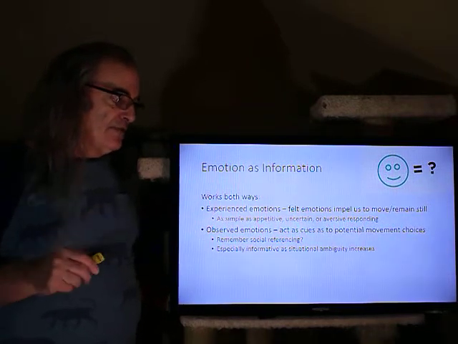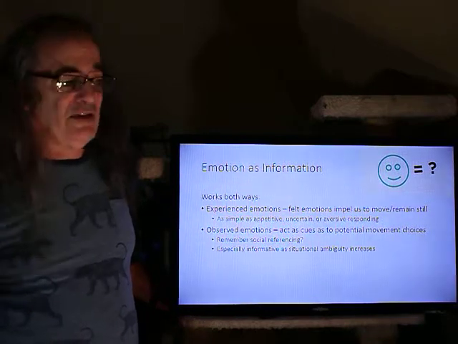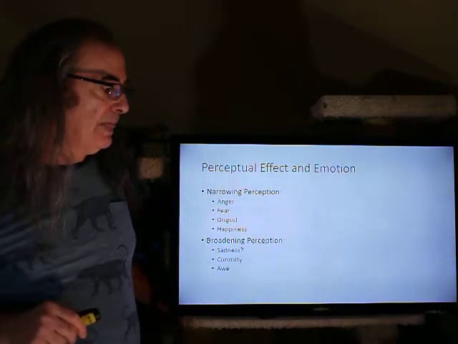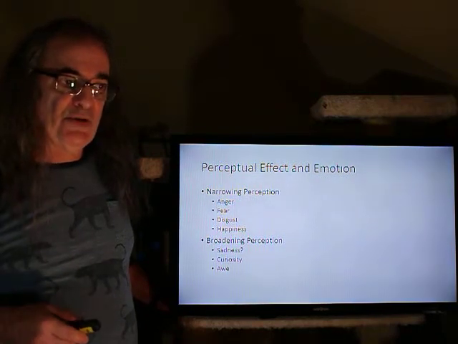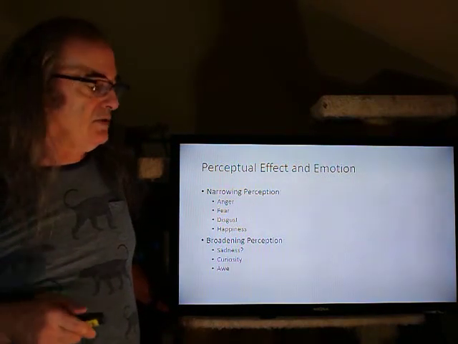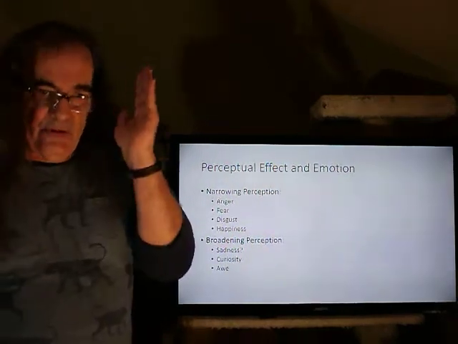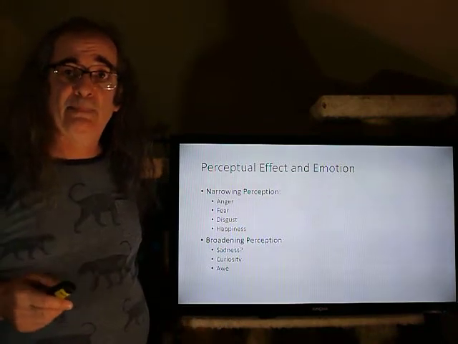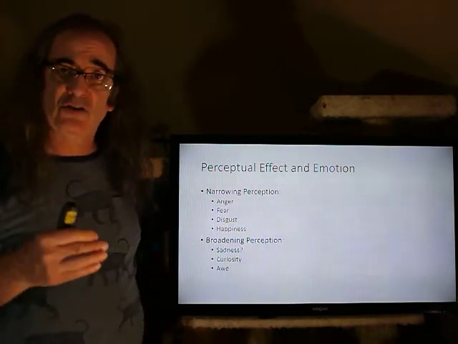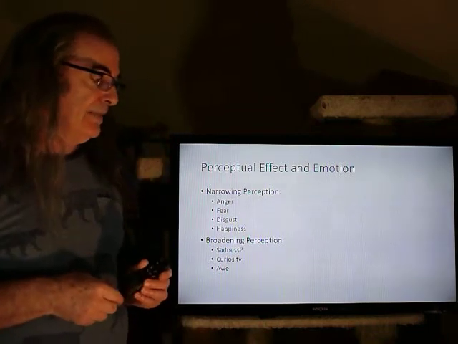So it's especially informative when situational ambiguity increases. That is, I don't know what to do, what should I do? Now, a couple features here. The perceptual effect of emotion also has something to do with action tendencies. Emotions that are thought to narrow our perception, that is, kind of tunnel our vision, would be anger, fear, disgust, happiness. All of these, you can make a case, would narrow my perception, right?